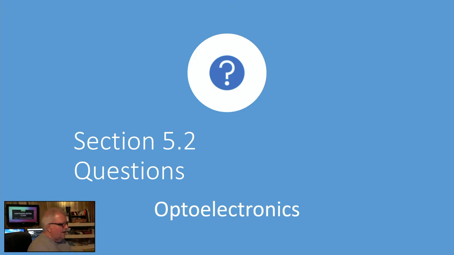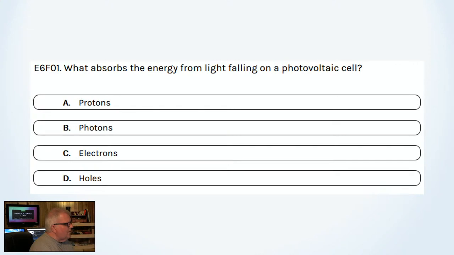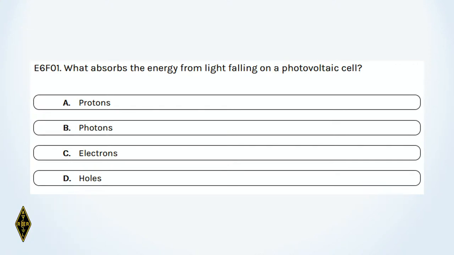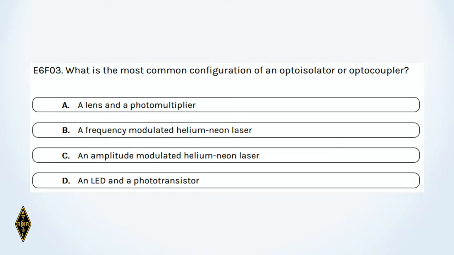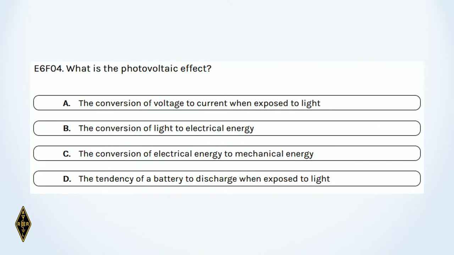Okay, let's answer some questions and take a break. What absorbs the energy from light falling on a photovoltaic cell? Charlie. The electrons are moved up to a higher energy state. Yeah. And what happens to the conductivity of a photoconductive material when light shines on it? Alpha. Conductivity increases. And what is the most common configuration of an opto-isolator or opto-coupler? Alpha. No. Not alpha. No, delta. Sorry. Yeah, it's an LED and a phototransistor, maybe in one package. And what is the photovoltaic effect? Bravo. It's the conversion of light to electrical energy.